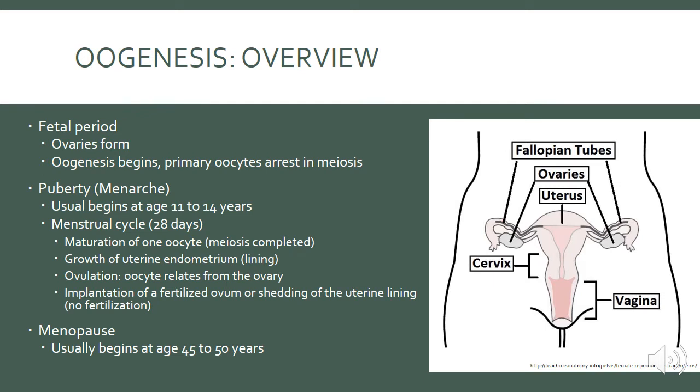The uterine endometrium, which is the lining of the uterus, is going to grow and fill the uterine cavity, creating a place where a fertilized egg could form a home. Ovulation will occur, so one oocyte is going to be released. And if it were to be fertilized, then the fertilized egg would implant in that lining. If it's not fertilized, then it's shed. Okay? And for women, their fertile period usually ends between the ages of 45 and 50 with menopause, unlike men who remain fertile for the remainder of their life.